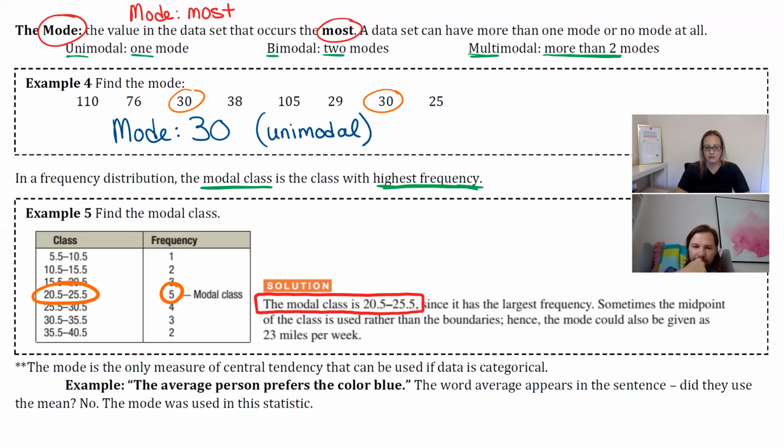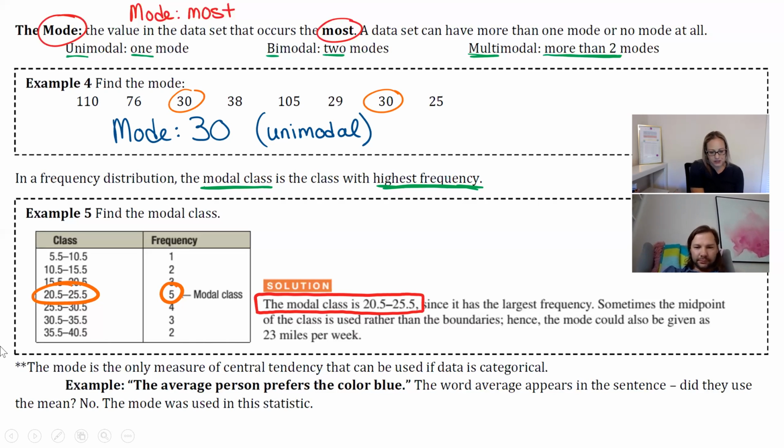Sometimes, if you want to give one specific value for the mode when you have a frequency distribution, you could just state whatever the midpoint is of that class, but that's really optional, and you should be fine this whole semester with just stating what the modal class is.